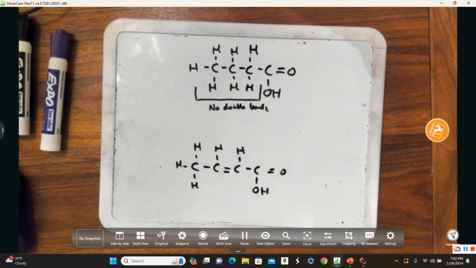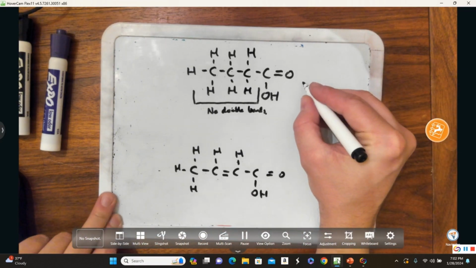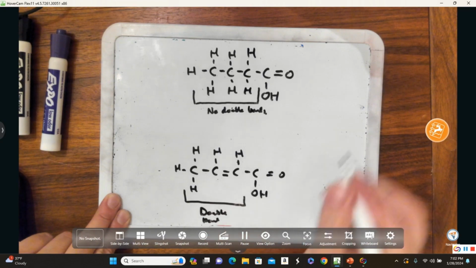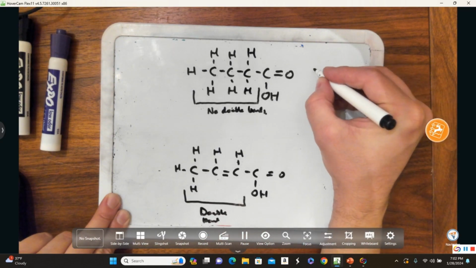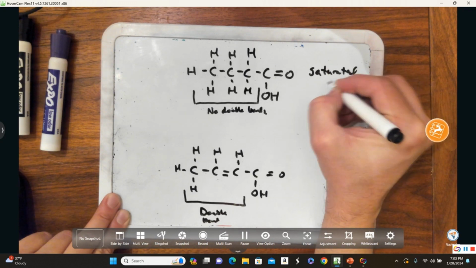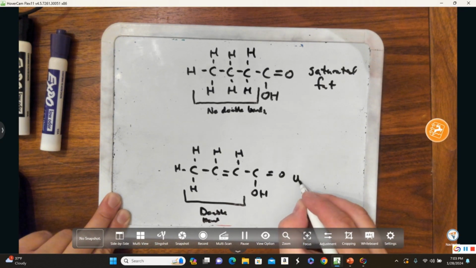All right. Now, what has happened is here and here we can't have hydrogens. So what we have made right here is a fatty acid, but right here there is a double bond. Okay. All right. This is called a saturated fat. This is an unsaturated fat.